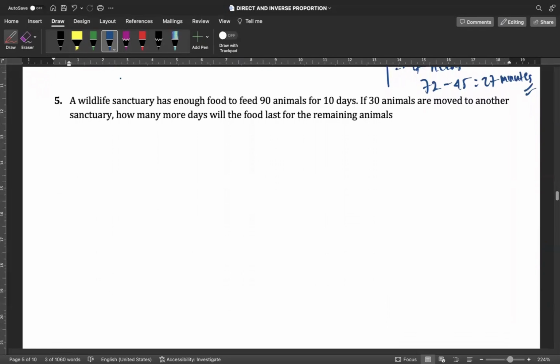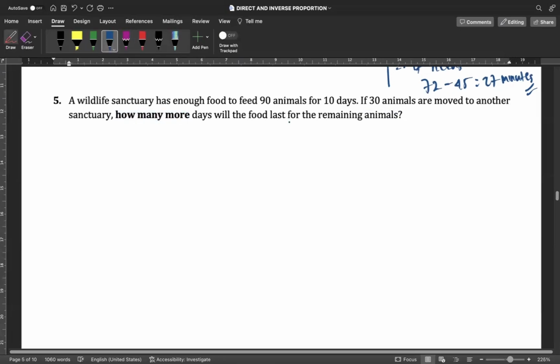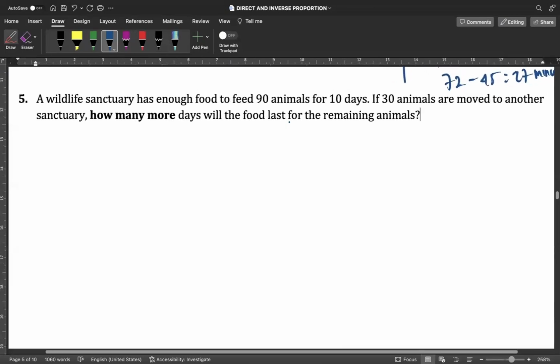Okay, next for number 5. A wildlife sanctuary has enough food to feed 90 animals for 10 days. If 30 animals are moved to another sanctuary, how many more days will the food last for the remaining animals? Okay, so from here we know this is also inverse proportion, because the fewer the animals, the more days they need to finish it. Let's use the table proportion here. There are two quantities here: animals and the number of days.